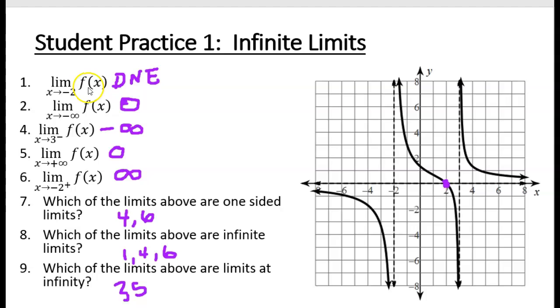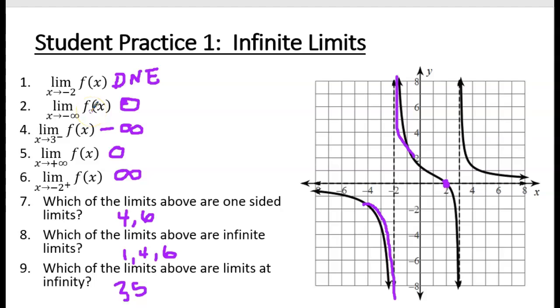What is the limit of our function as x approaches negative 2? The answer is it does not exist. Why is that? Well, because notice they didn't put plus or minus. And when they don't do that, that means you need to come from both sides. Now, if you're approaching negative 2 from the right, you get positive infinity. But if you approach negative 2 from the left, you get negative infinity. So since the infinities are different, we're going to put does not exist.